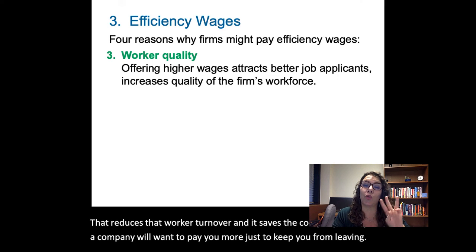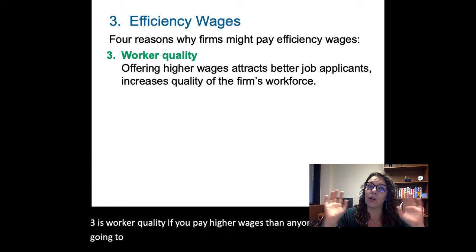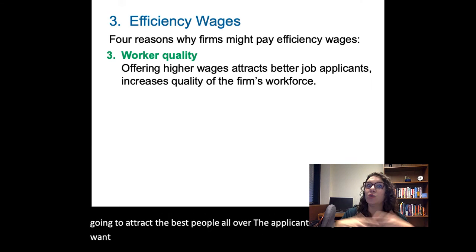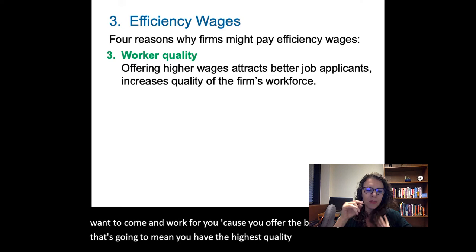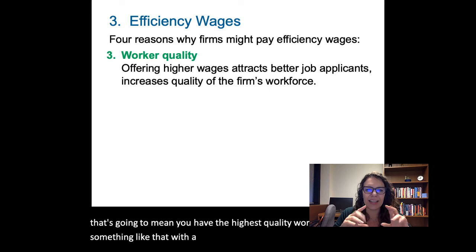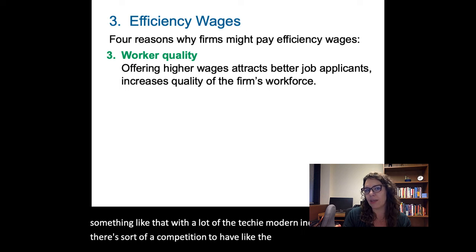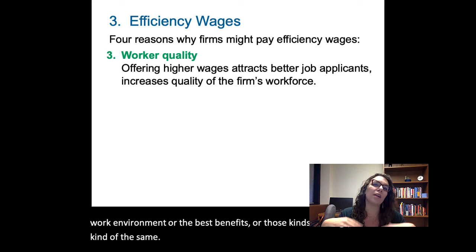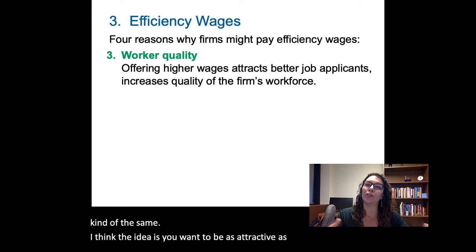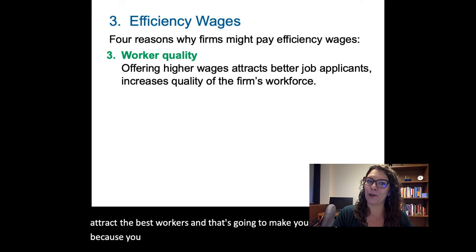Number three is worker quality. If you pay higher wages than anyone else, you're going to attract the best people. All of the applicants are going to want to come and work for you because you offer the best wages, and that's going to mean you have the highest quality workforce. We see something like that with a lot of the techie modern industries, where there's a competition to have the cool work environment or the best benefits. That's kind of the same thing. The idea is you want to be as attractive as possible so that you attract the best workers, and that's going to make you more productive because you have more productive workers working for you.